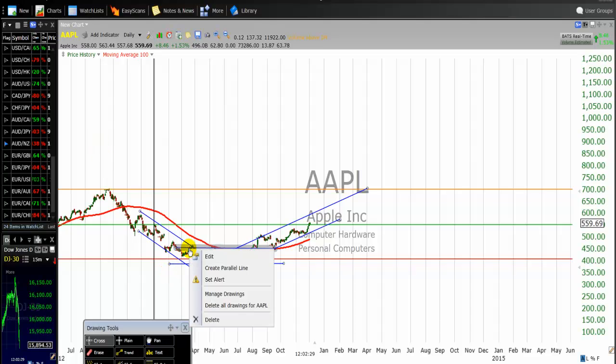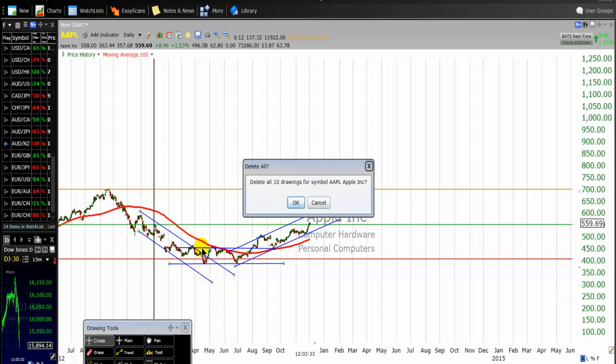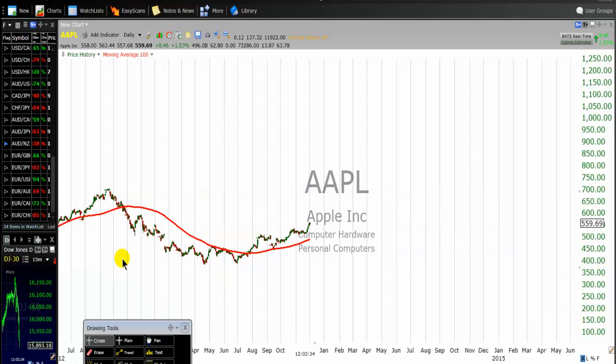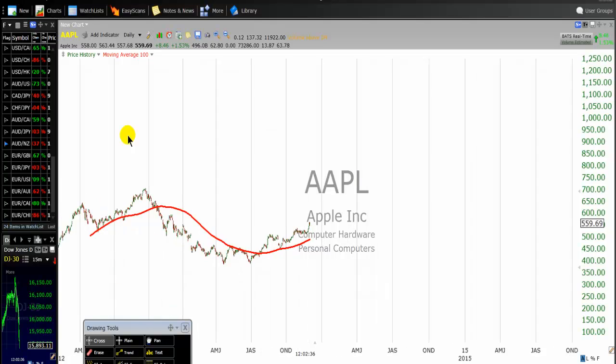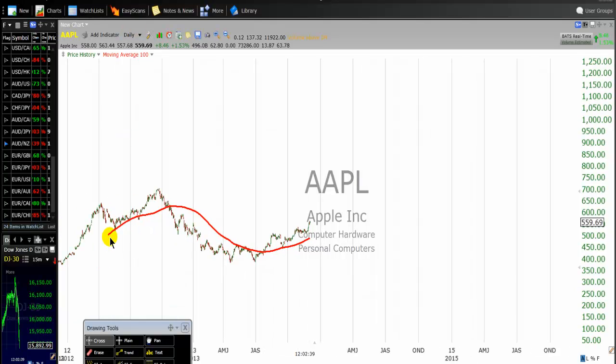I'm going to remove my drawing on this chart of Apple stock, all right? And I'm going to leave only the moving average 100. Here it is again on the daily chart. You see here?